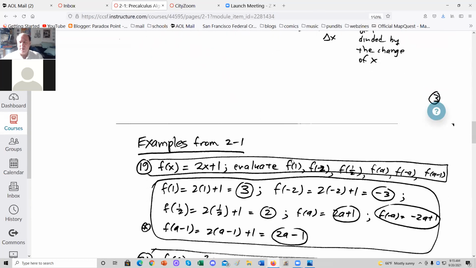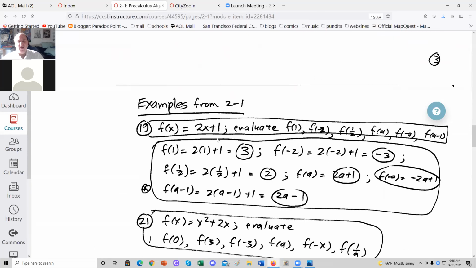So for example, let's say f of x equals 2x plus 1. What's f of 1, what's f of negative 2? What's f of a half? F of a, f of negative a, and f of the quantity a minus 1. Okay, f of 1 is twice 1 plus 1, that's 3. F of negative 2, that's twice negative 2 plus 1. Negative 4 plus 1, negative 3. F of a half is twice a half plus 1. That's 1 plus 1 is 2.